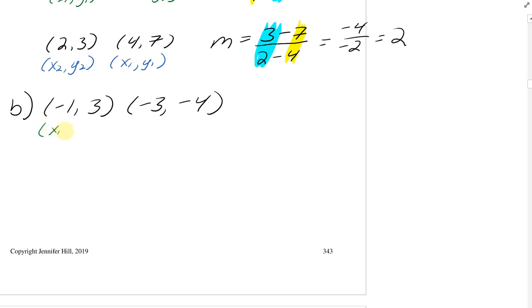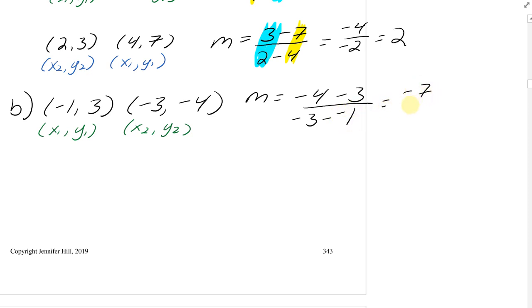So let's start with calling this x1, y1, and this x2, y2. If I set this up, this is going to be negative 4 minus 3 over negative 3 minus negative 1. So then this will be negative 7 over negative 3 plus 1. So this will ultimately equal negative 7 over negative 2. So this becomes positive 7 over 2. It's a lot of work. Okay, so it's positive 7 over 2, so there's my slope.